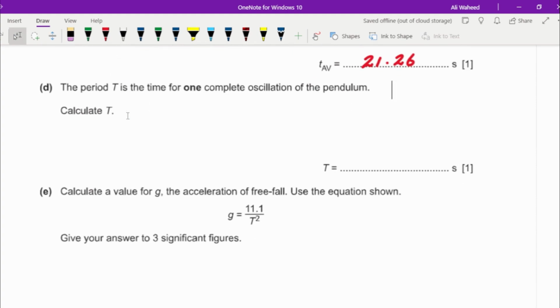Then we have the next one. The period T is the time for one complete oscillation of the pendulum. Calculate the time period T.